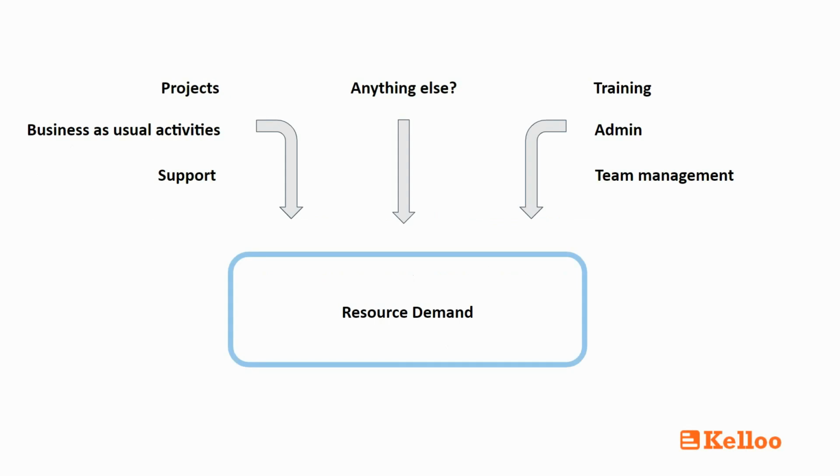Next, you need to record all your resource demand. This is one step people often get wrong. People tend to focus on demand flowing from projects, but forget to include things like support time and ongoing operational or business as usual activities. You also need to consider how much time is spent on things like administration, team management, etc. Only then will you have an accurate picture of what your resources are being asked to do.